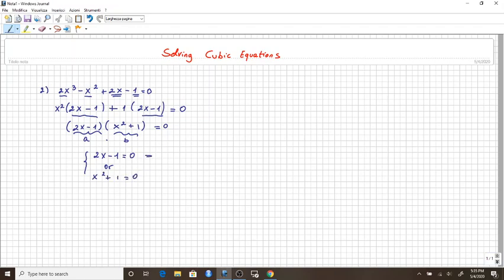So solving the first one is very simple, just add 1 and divide by 2. So we get 2x equals 1, which means x equals 1/2.